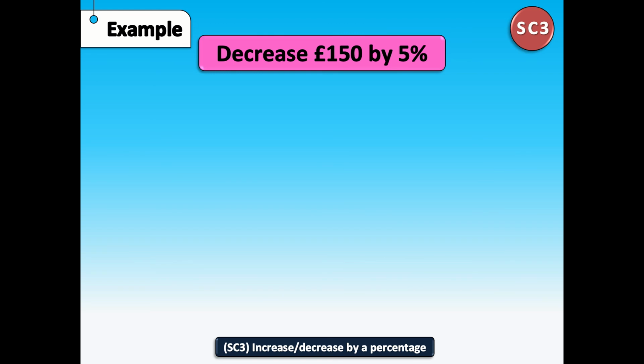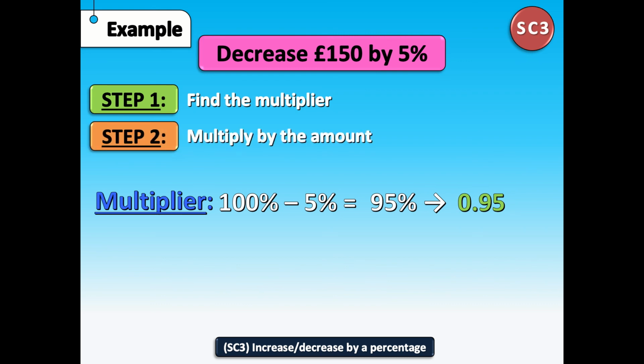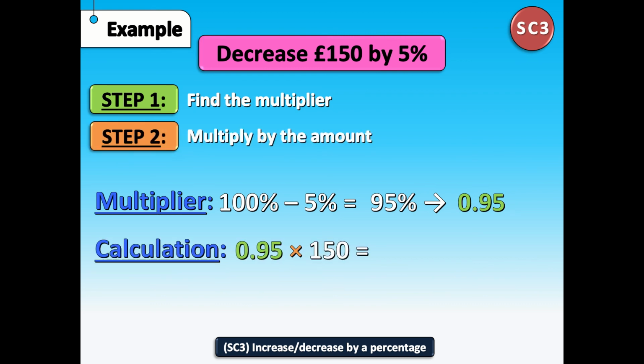In this one, we want to decrease £150 by 5%. So again, first of all, we work out what the multiplier is. So we're decreasing by 5%. So we do 100% take away 5%, which is 95%, which means the multiplier is 0.95. So we do 0.95 times 150. So our answer is £142.50.